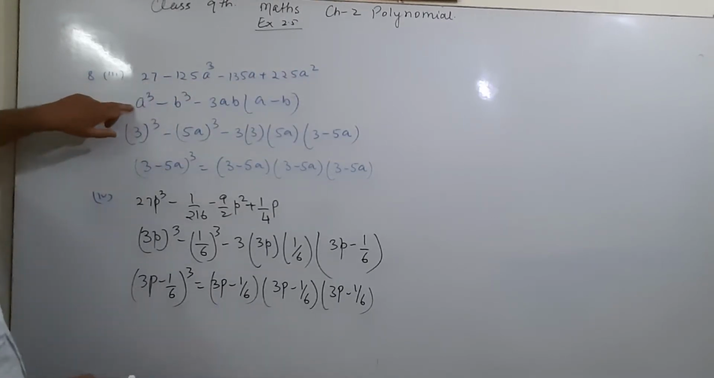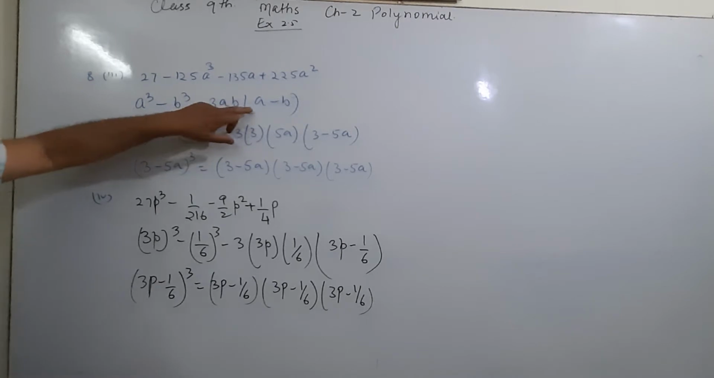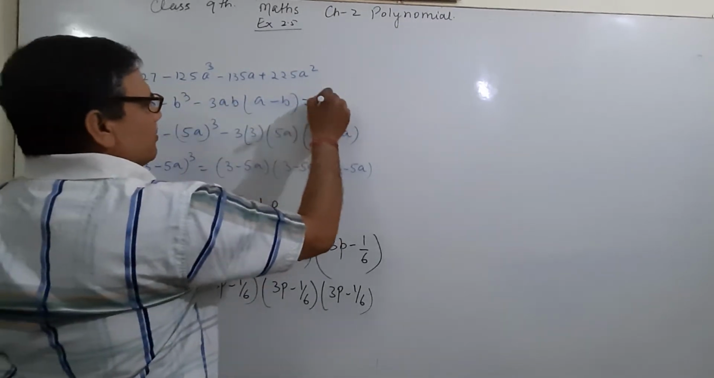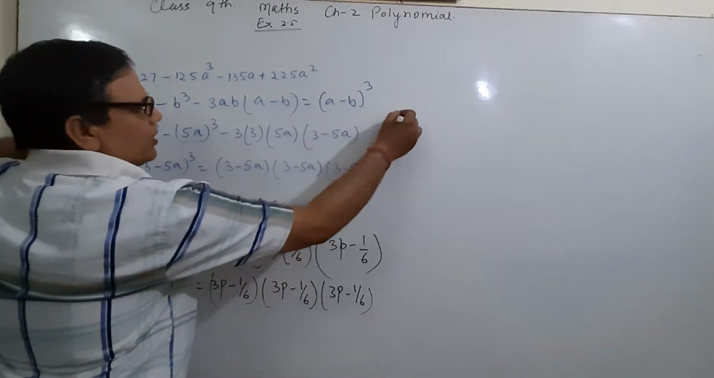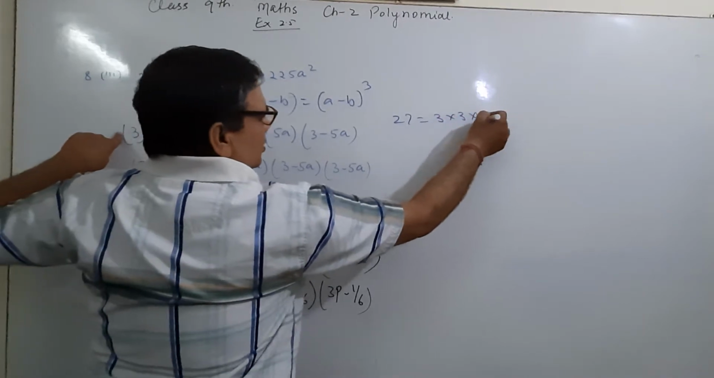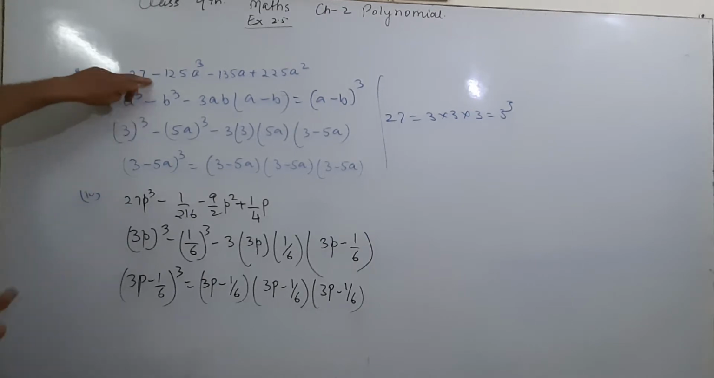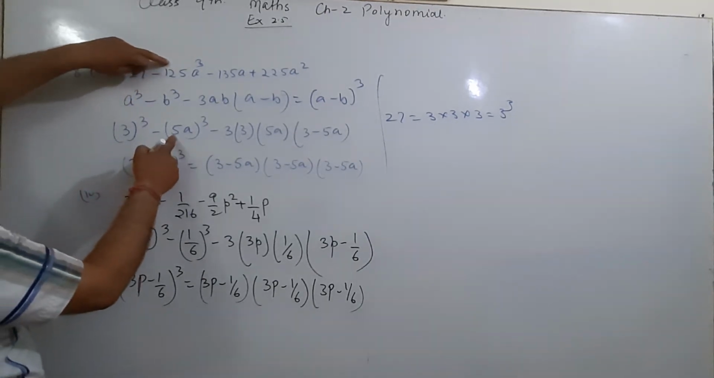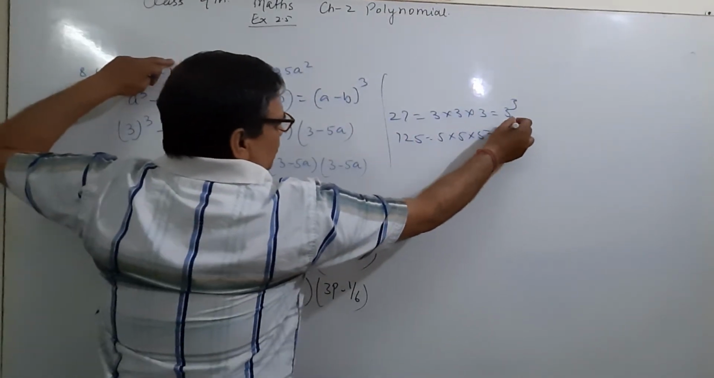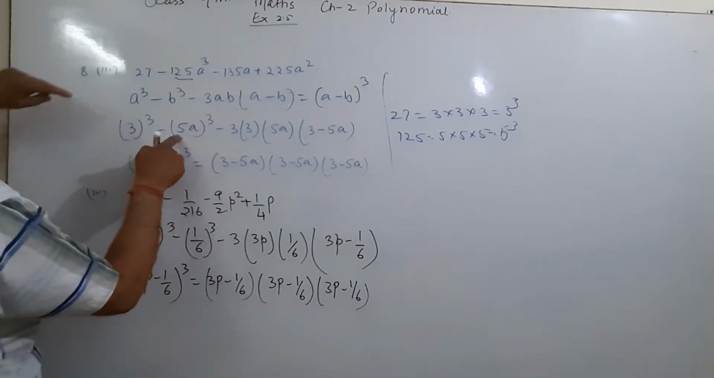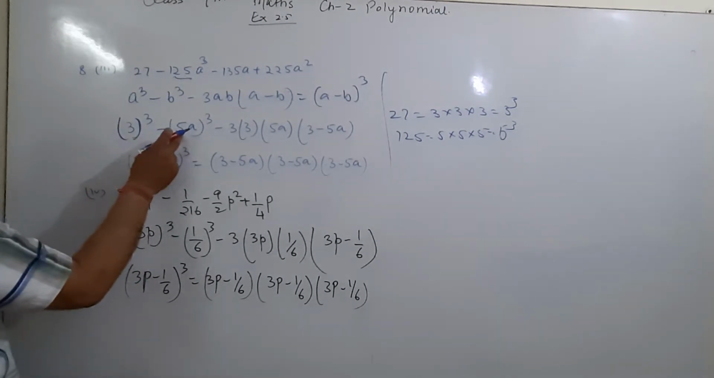This is 27. We have to apply the same identity: a cube minus b cube minus 3ab a minus b, which is equal to a minus b whole cube. And now 27 is the cube of 3. 27 is equal to 3 into 3 into 3, is equal to 3 cube. Minus is same. 125 is the cube of 5, 5 into 5 into 5, 5 cube. It means 125 is the cube of 5, and a cube is already there. And we put in whole cube, a cube minus b cube.